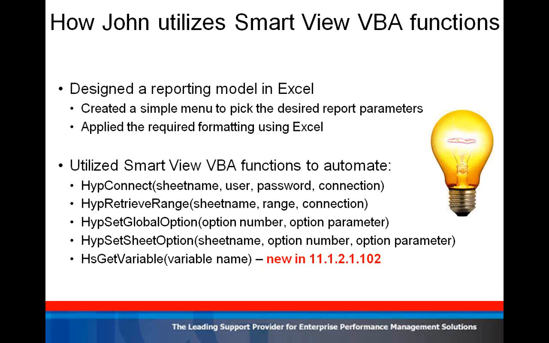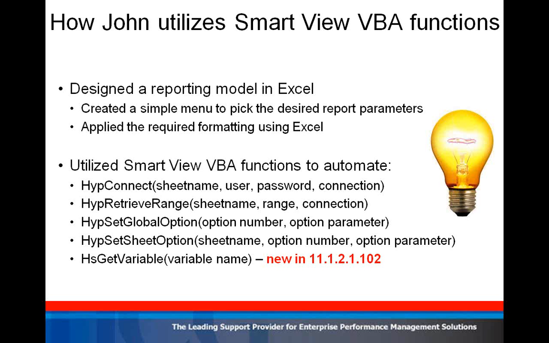Well, first he used Excel to create a simple layout for a report and applied his required formatting based on the look and feel. And then he utilized the following Smart View VBA functions to automate. First, the Hyperion Connect, then the Retrieve Range, then Set Global options, Set Sheet options, and to get the variable names, HS Get Variable Name is a function I'll show you. It's new in version 11.1.2.1, Service Pack 102.